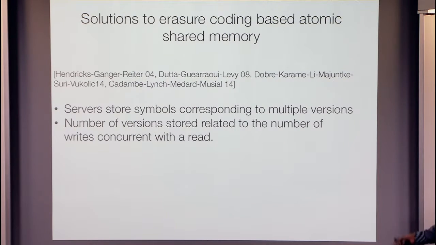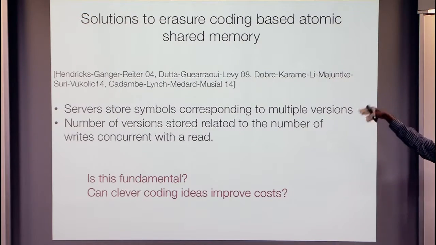Right. So I'll just summarize the insights from these algorithms. Servers must store symbols corresponding to multiple versions. I cannot just keep one coded packet and make the algorithm work. And the number of coded packets that I keep is related to the amount of concurrency in the system. If the number of writes that are concurrent with the read is larger, then my storage cost increases for these coding algorithms.